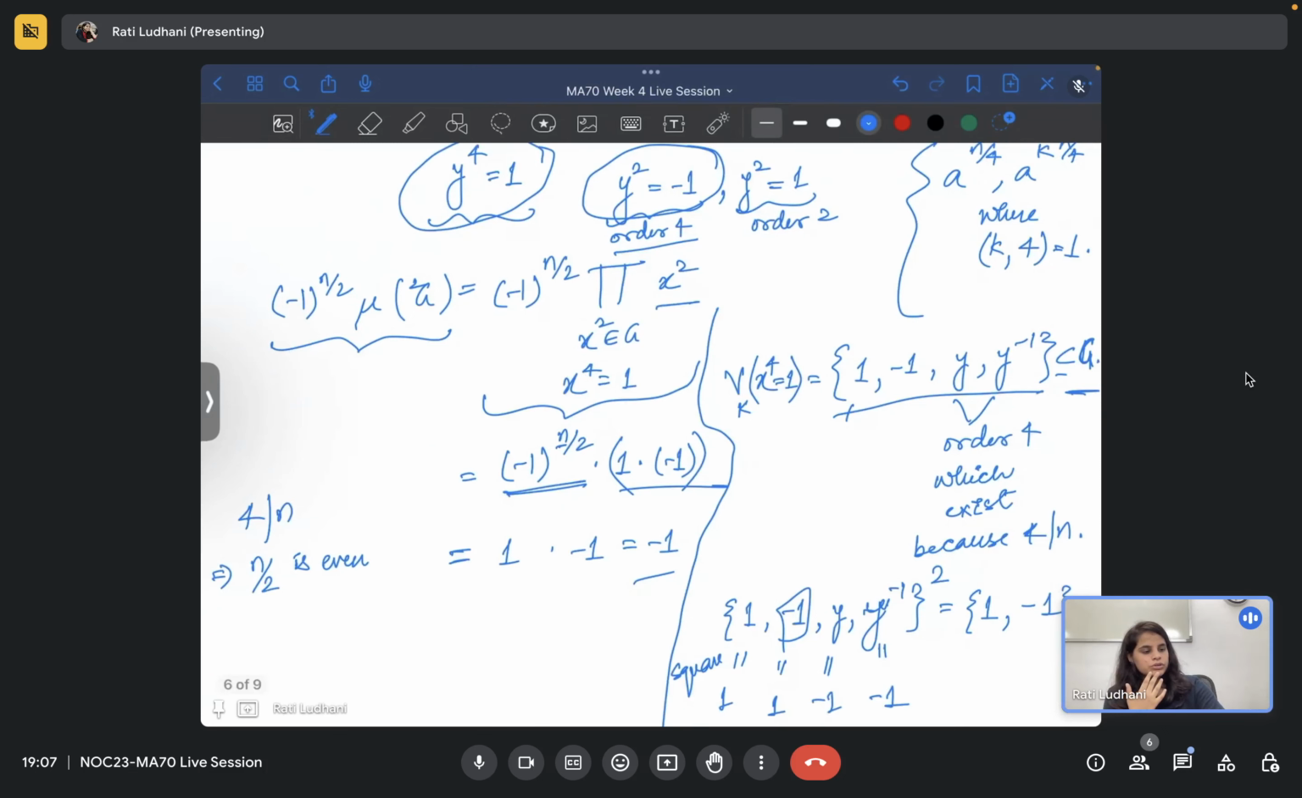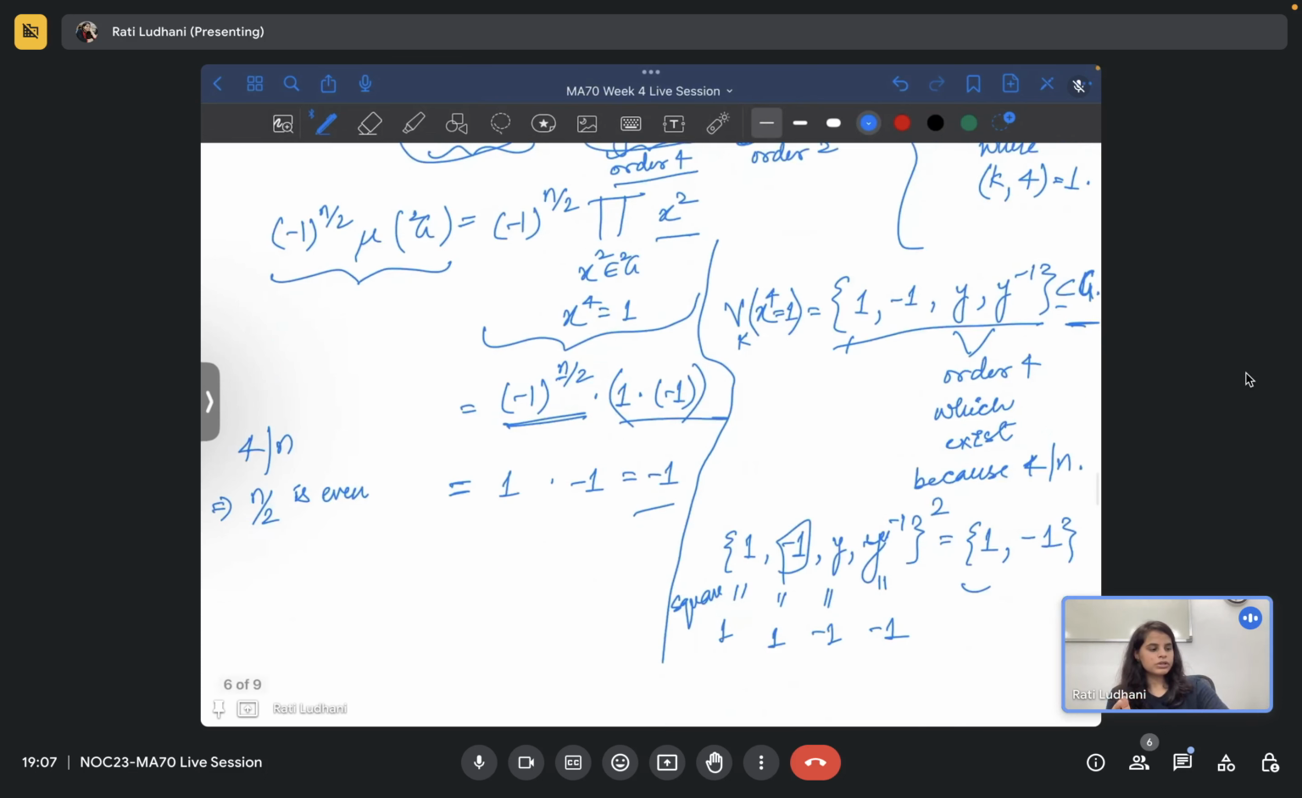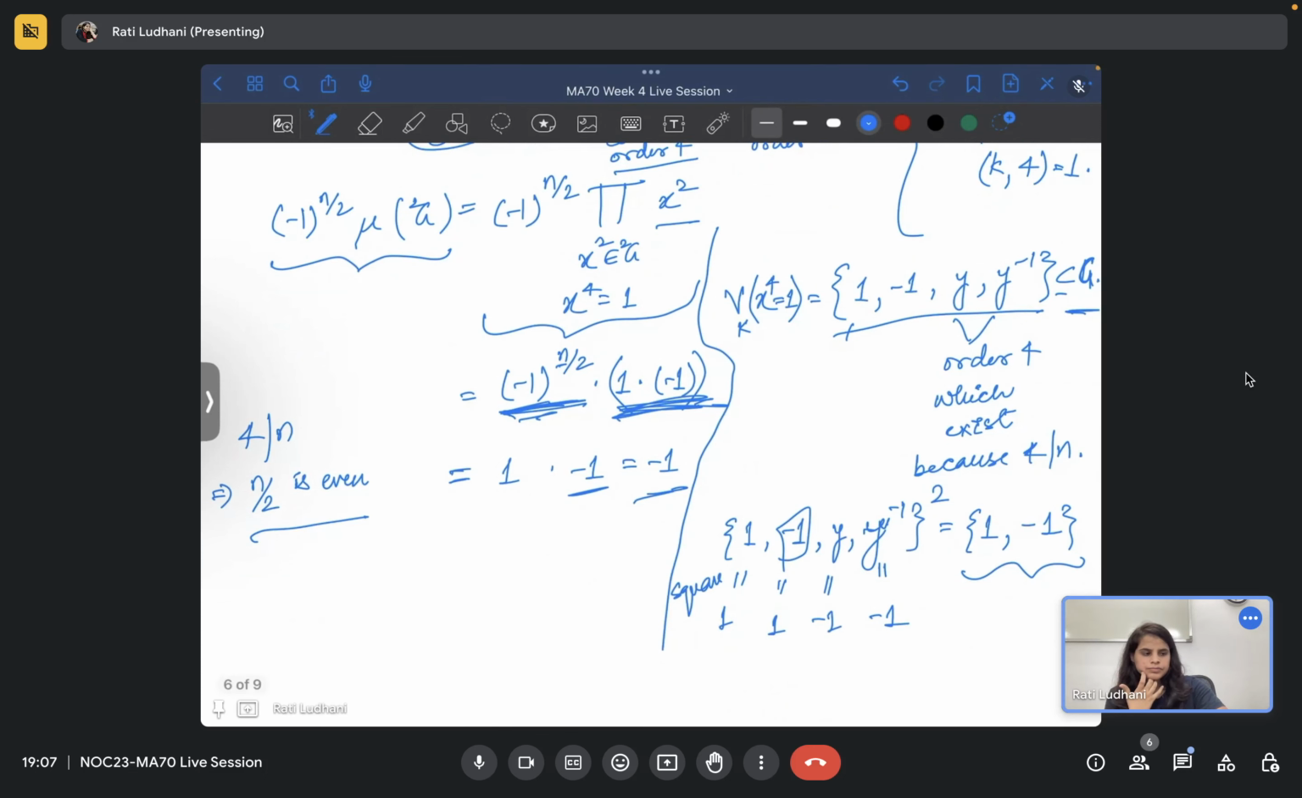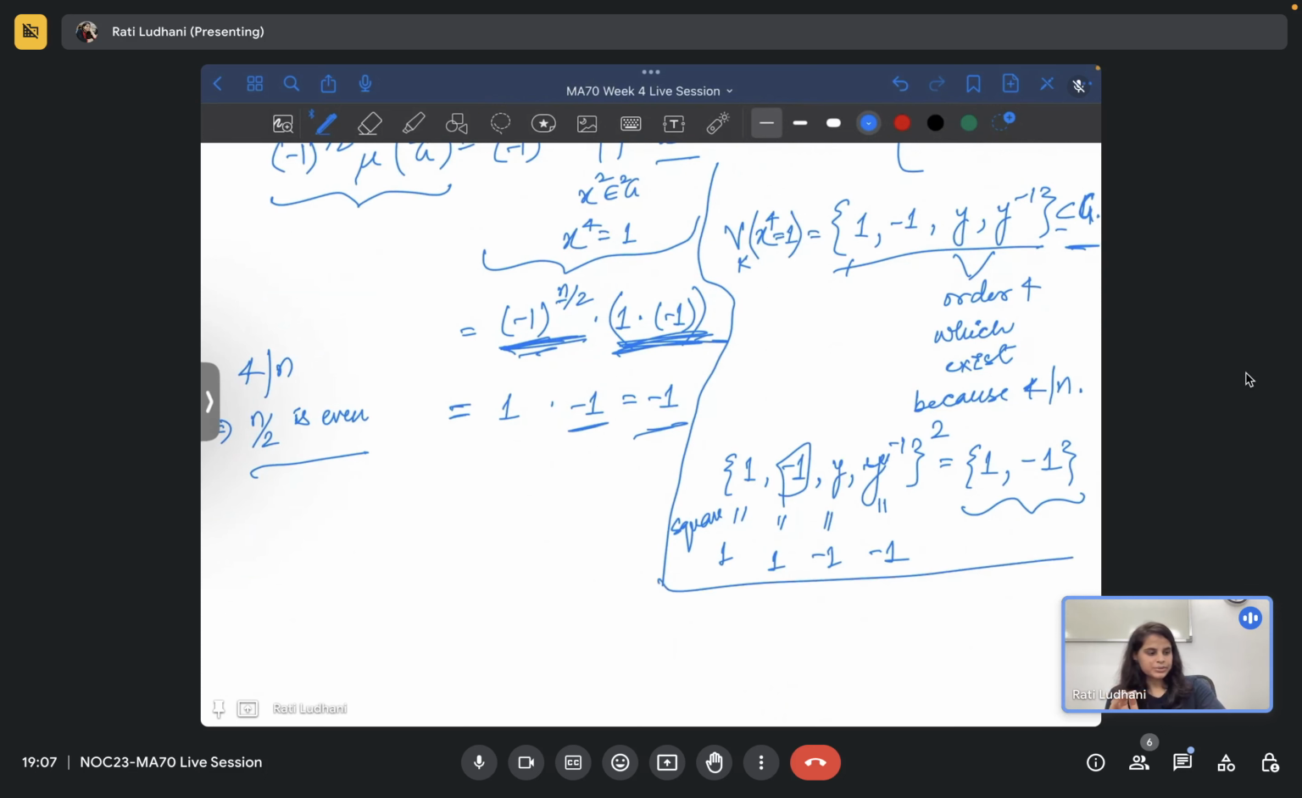So you got in the set x square, the set x square 1. So this is 2G, right? So this is 2G, x square belongs to 2G. So when you take this set, then you will get just 1 comma minus 1. So we can write it down here, and from the condition that 4 divides n, we know n by 2 is even. So minus 1 raised to power even number is 1, and this product will just give minus 1. So whole product will be just minus 1. Is that clear? I'm a bit messy, but I'll try to keep it separate.